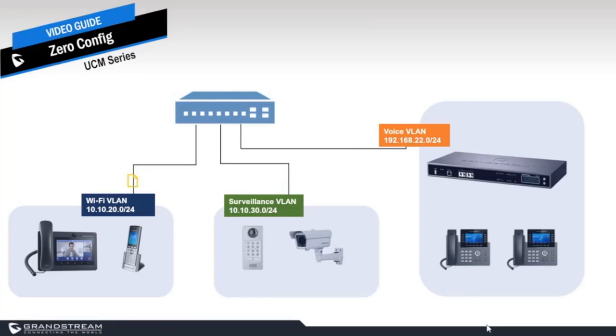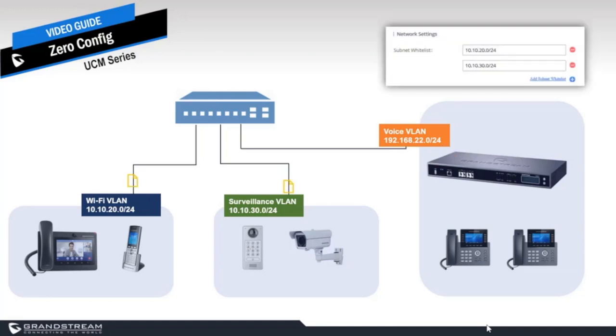This is a network topology made of 3 VLANs. The UCM is deployed in the voice VLAN, and then we have some other Grandstream devices deployed in the Wi-Fi VLAN and a couple of devices in the surveillance VLAN. When one of these devices on the remote VLANs tries to request provisioning from Zero Config, the UCM will reject that request, because by default the UCM is configured to accept requests from devices in the same subnet or in the same VLAN.